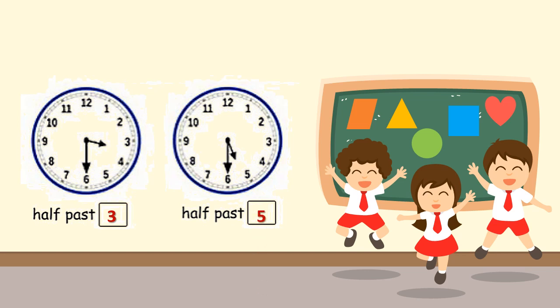So again, when you see the word past, past means after. So I will say after 5, like this example. So again, when you see the word past, take the small number. So here it's between 5 and 6. I will take 5.